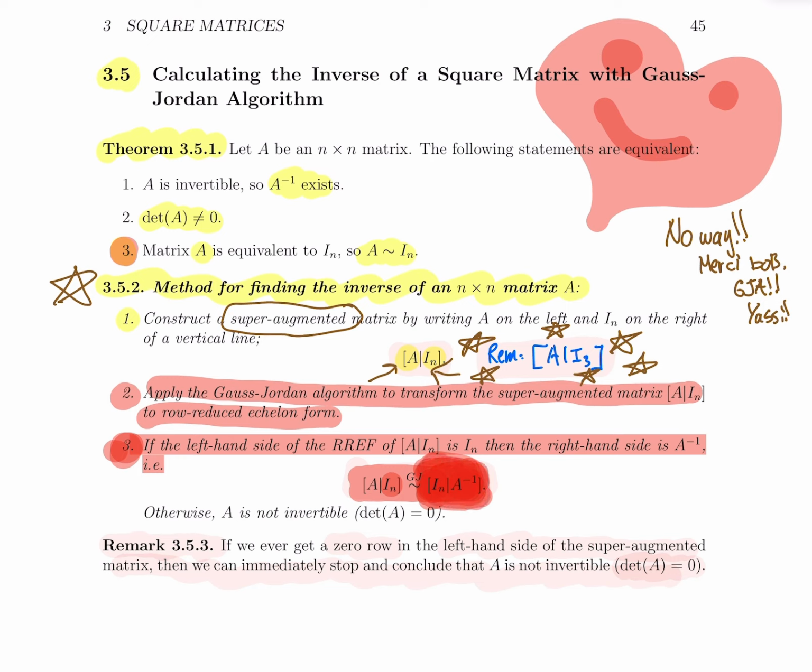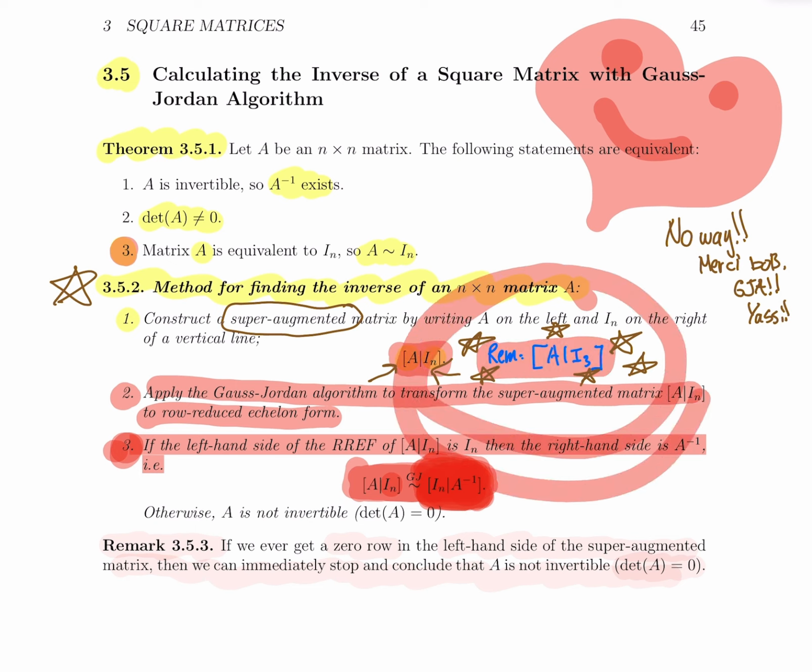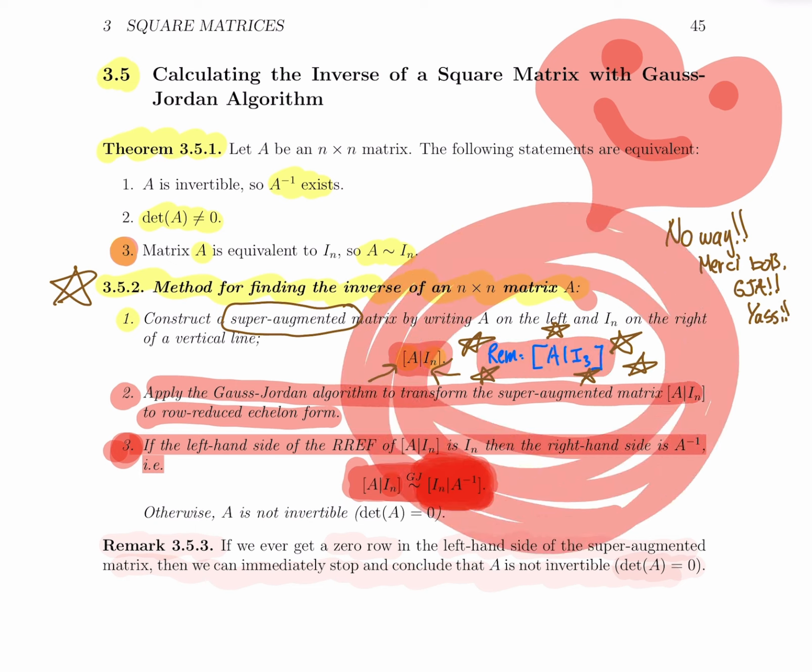So in other words, if you take your matrix A and you want to compute the inverse, you construct the super augmented matrix A augmented by I_n, you apply Gauss-Jordan until you get I_n augmented by some matrix, and that matrix, my friend, is what you're looking for. This works for every size, but we're only going to do it for 3 by 3 in this class.